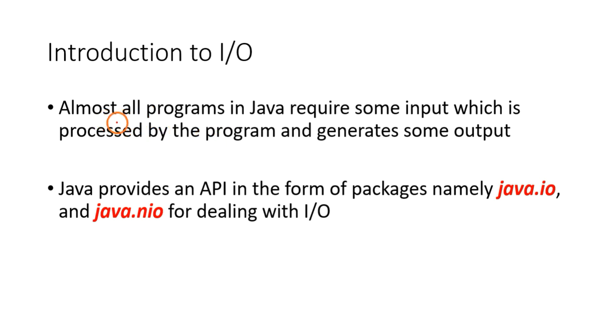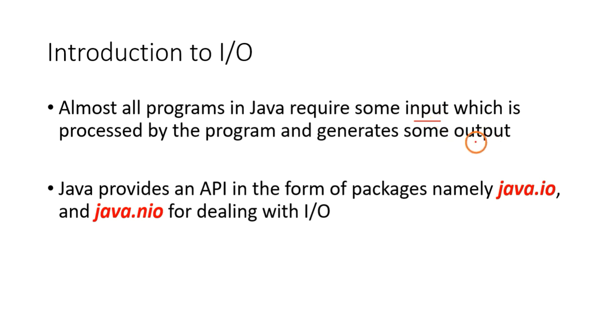Most programs, almost all the programs in Java, require some kind of input that needs to be processed by the program, and then the program generates some output. The input can be given from the console, or it can come from a file, or it can come from another system which is connected to your system in the network, and so on and so forth.